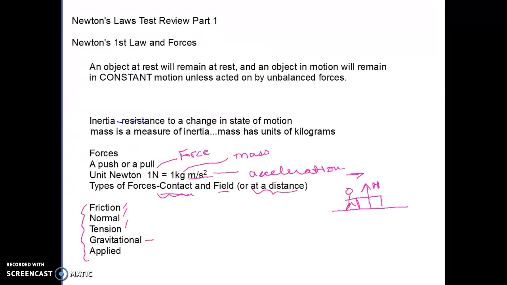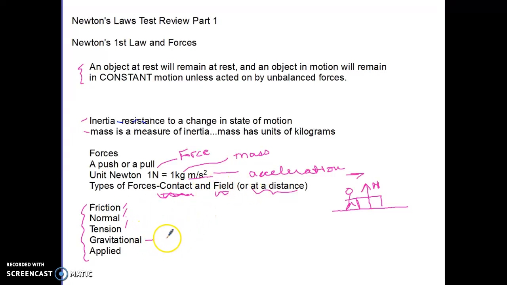Before we move on to part two, let me make sure there's nothing else I want to talk about in this part. So a force is a push or a pull. We know our units. The questions on the test about this section will be concept questions. There'll be concept questions about what does Newton's law say? What is inertia? What is mass? What are the units of force? What are the units of mass and acceleration? What is the difference between a contact force and a field force? And give an example of those things.